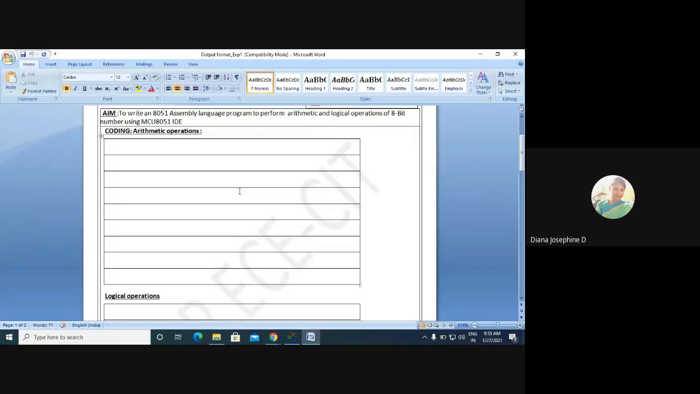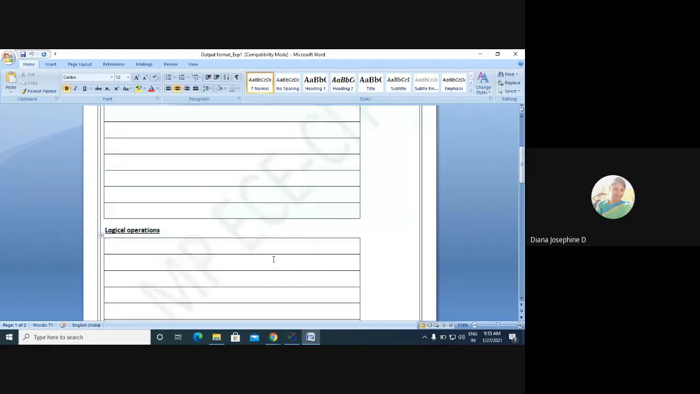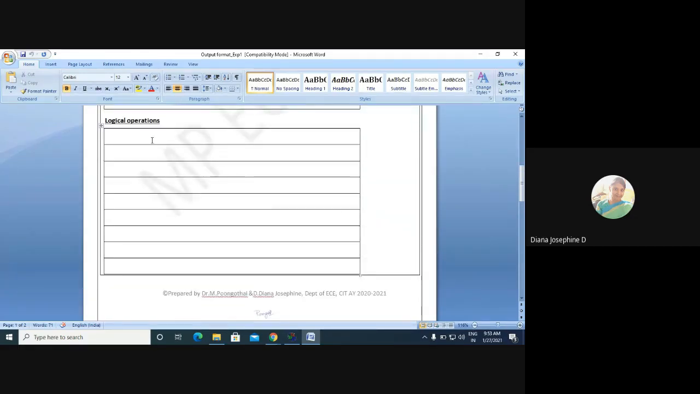So for all the arithmetic operations, the first few lines you keep as comments, and you write a comment statement for all the 4 operations. And similarly for logical also, you can have the same format. So now what did I do?